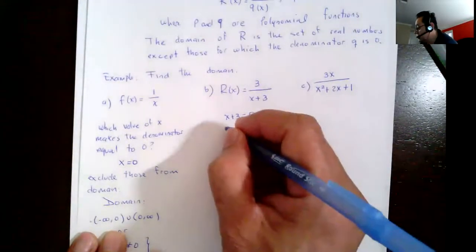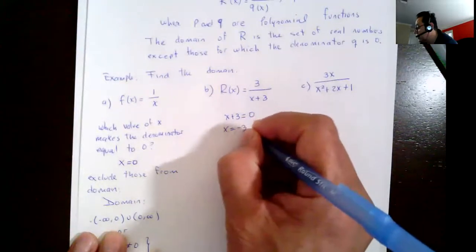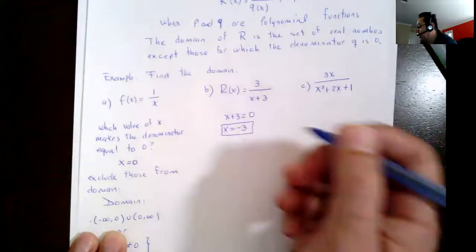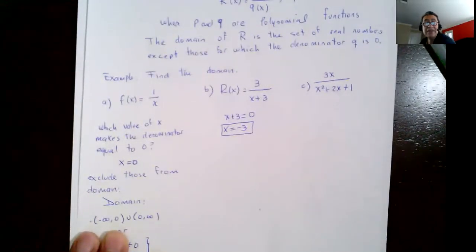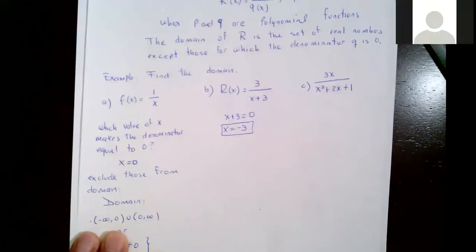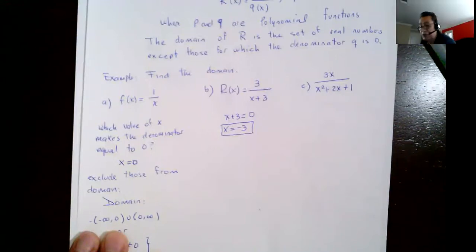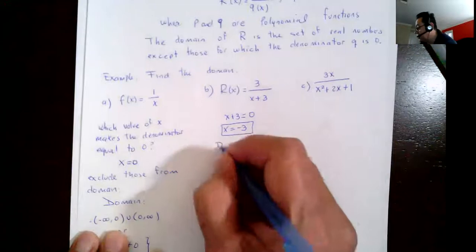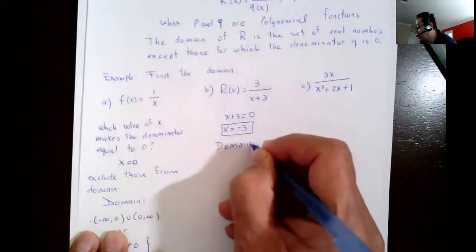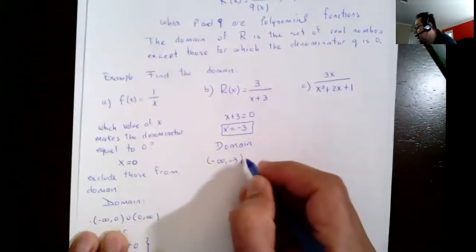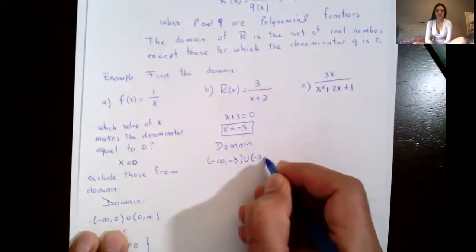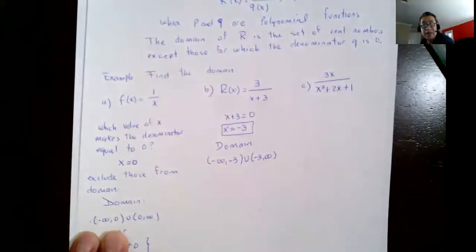So from here, we can tell that x is equal to -3. So -3 makes this function undefined. That means that to write the domain, we're going to exclude x equals -3. So the domain in interval notation would be from -infinity to -3, union -3 to infinity, excluding the -3. And that would be the answer.